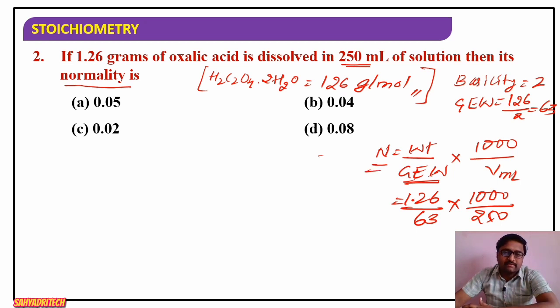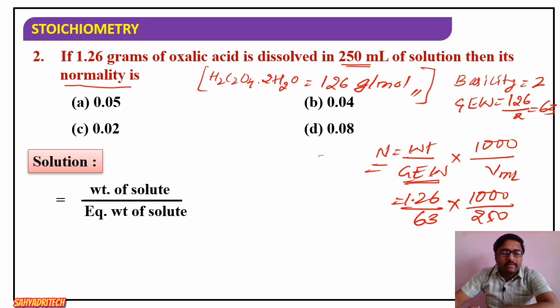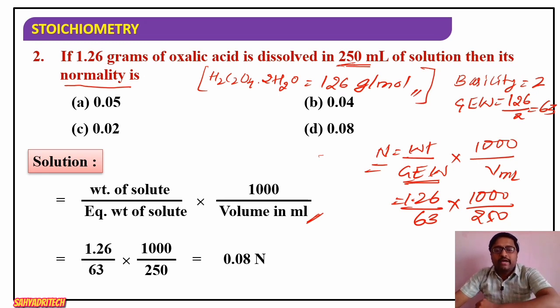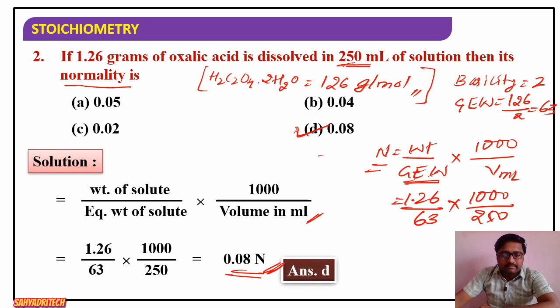So if we simplify, we get the normality of the solution. Well, we look at the solution. Normality is weight of solute divided by equivalent weight of solute into 1000 divided by volume of solution in ml. Weight, how much? 1.26 divided by equivalent weight of oxalic acid, 63, into 1000 divided by volume of solution, 250 ml, so 1000 by 250. If you simplify it, 0.08 normal or equivalent per liter is the answer. So then what is the option? Option D is correct, right?